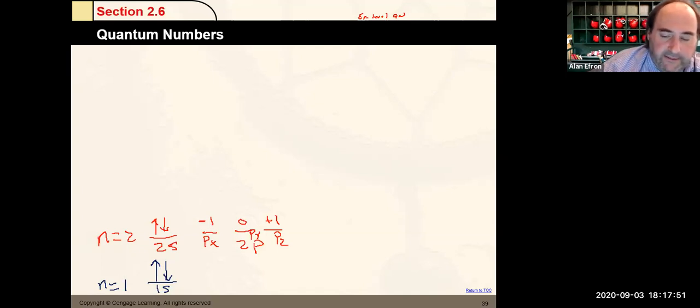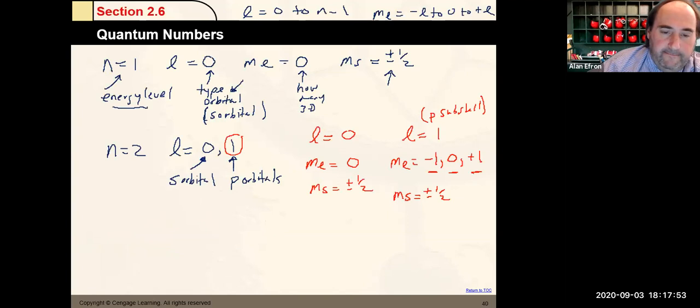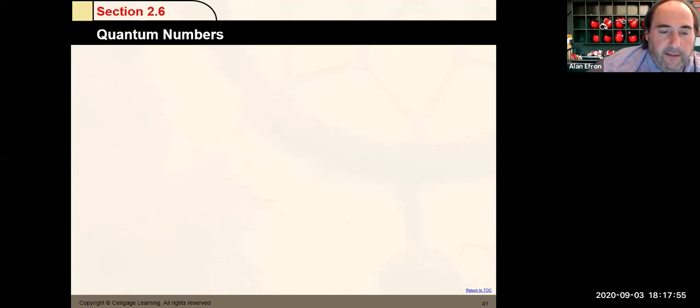Any questions on that so far? So what I'm going to do now is to let you try this for n equals 3. Figure out all the acceptable quantum numbers for that energy level and what orbitals you got going on and everything. So see what you can come up with. Take a couple of minutes and then we will go through it here together.